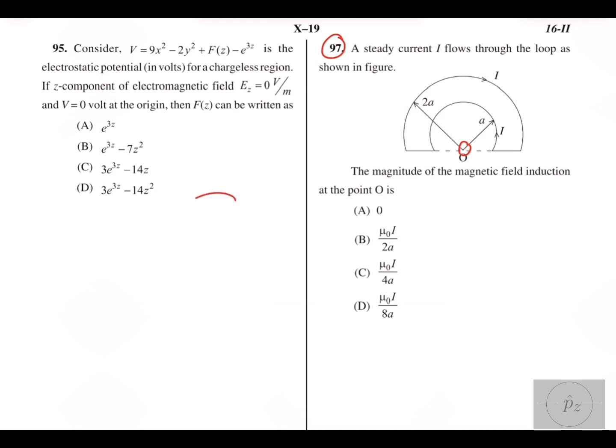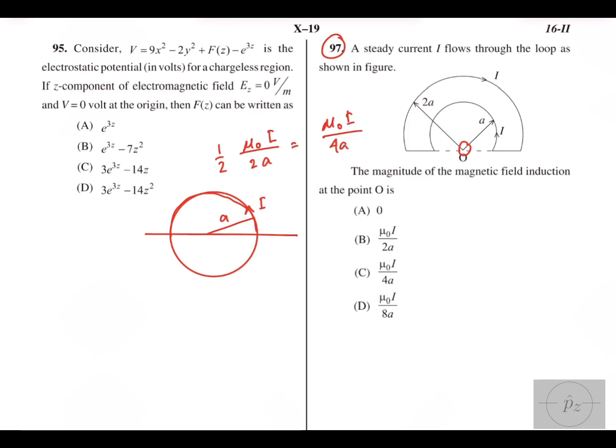So we know the magnetic field produced by a circular loop carrying current I with radius a is given by mu naught I divided by 2a. So if the circle is cut in half, so we have only a half circle, the magnetic field contribution would be exactly half of that. So that is mu naught I divided by 4a. In this case, we have two such half circles. The current is going in opposite directions.